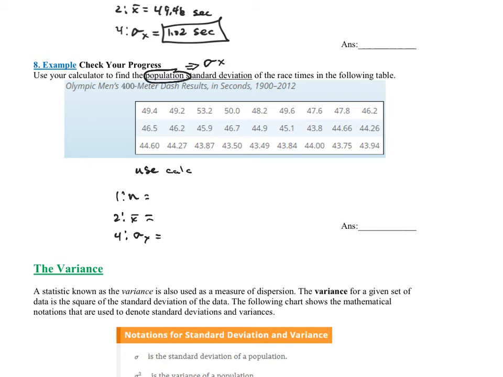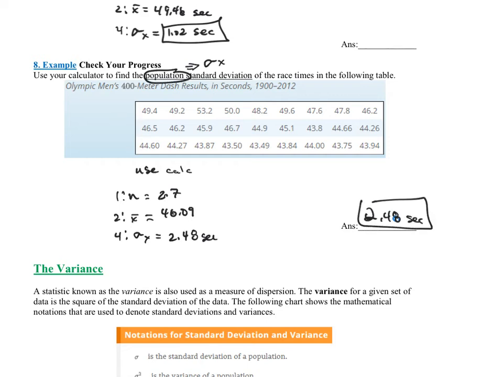Once you're done with that, hit second data for stat. Hit enter for one var statistics. Make sure L1 is selected for the data. Make sure the word 1 is selected for the frequency. Hit enter on calc. Read off the values. I'm getting 27, 46.09, and 2.48 as my standard deviation, and this is in terms of seconds. So you have 46.09, it asks for the standard deviation. So the standard deviation would be 2.48 seconds.